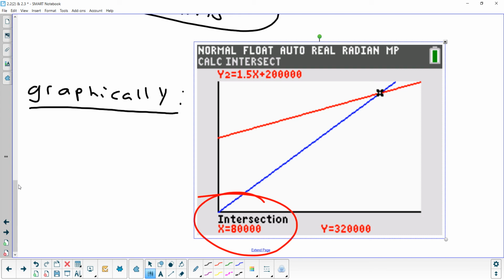My revenue when I produce this many shirts is exactly the same. So now I'm at the point where my profit is 0. If I sell more than 80,000 shirts, we start making money.